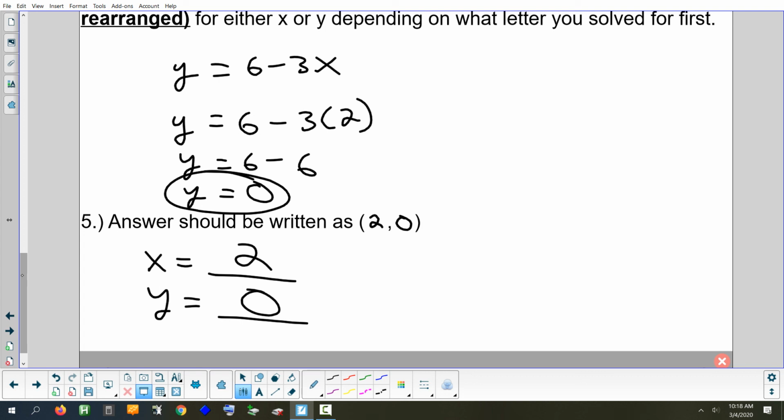Now, just to kind of tie it in with what we did on Monday, if you graphed each one of these lines, where would they cross? At 2, 0. That's exactly right. So if you were to graph them, they would cross at that point. So we found where they would cross without actually having to make a graph. And we've talked about why graphing's not the best.